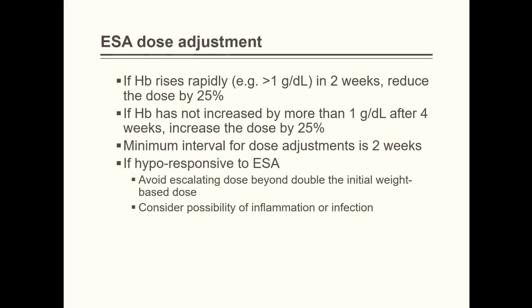A reasonable goal is an increase of 1 gram per deciliter in hemoglobin concentration within the first month of treatment. If the increase in hemoglobin concentration is excessive, meaning more than 1 gram per deciliter over 2 weeks, the ESA dose should be reduced by 25% to 50%. As hemoglobin concentration increases, blood pressure response should be monitored because blood pressure will increase during treatment in some patients.